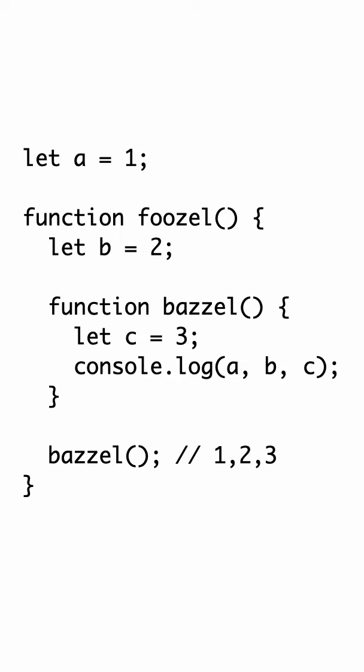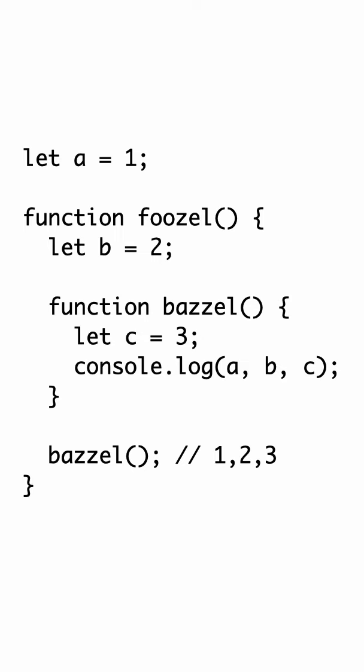Outside the Fusel function, we set the variable A. Inside the Fusel function, we set B, and we also define another function, Basel. Basel, when called, sets a third let variable named C. We then call Basel and get the output 1, 2, 3.